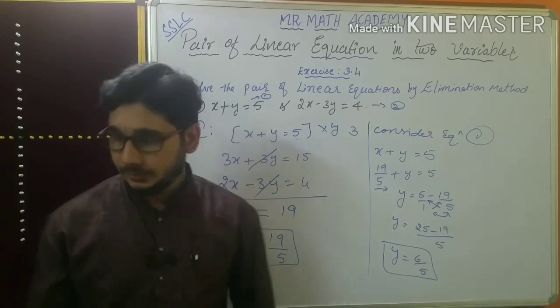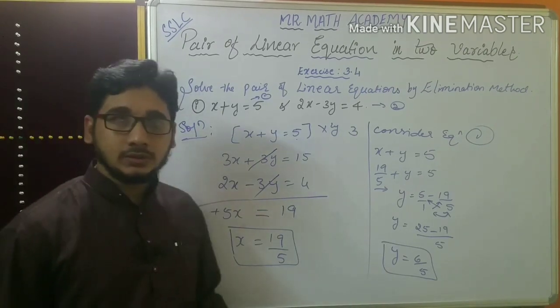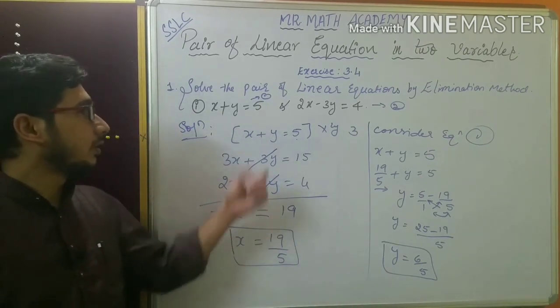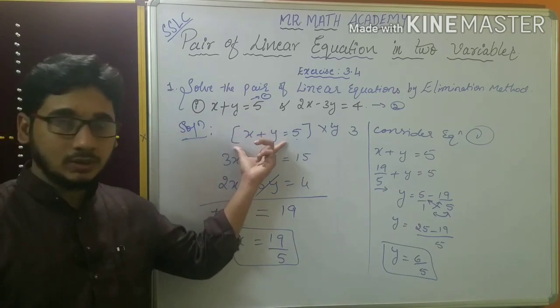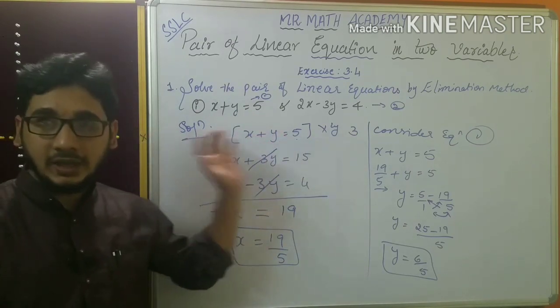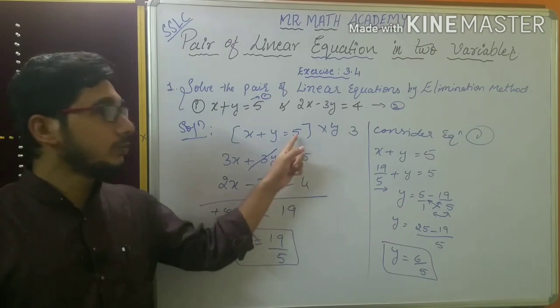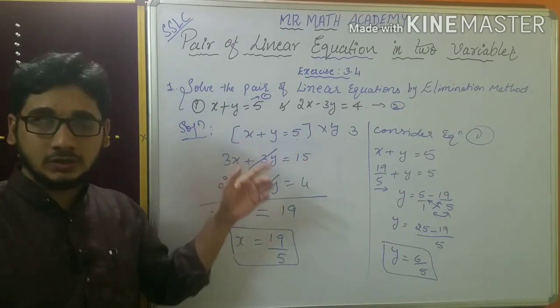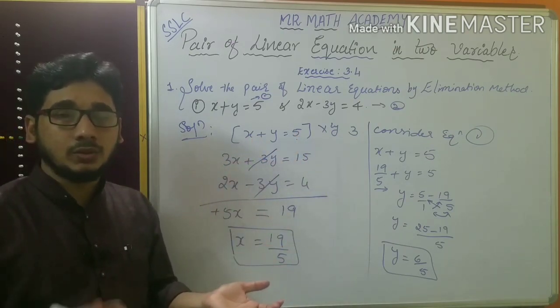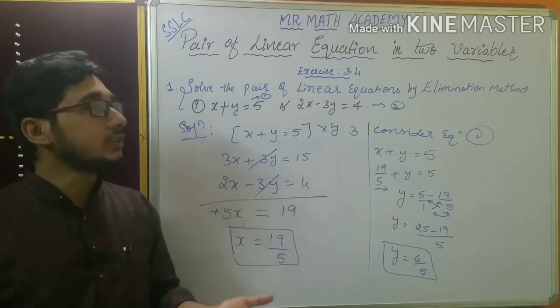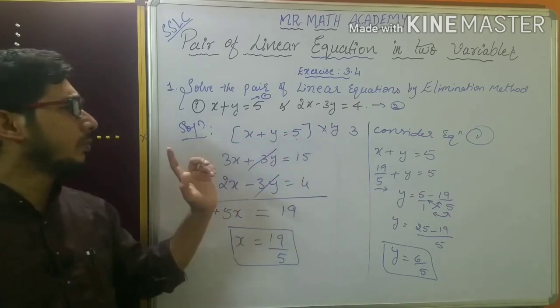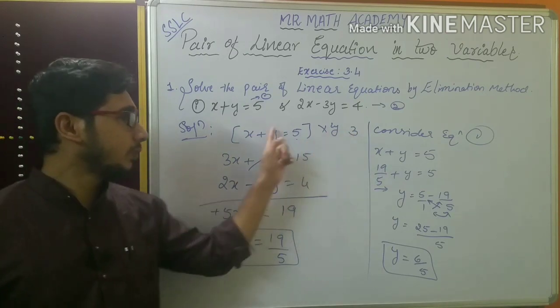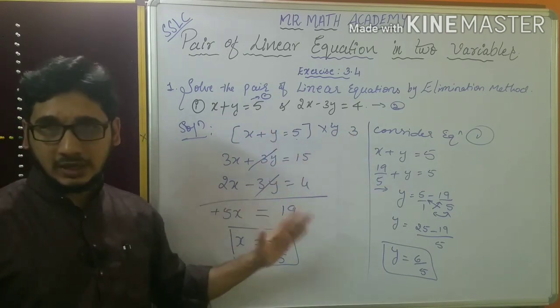Okay students, now I'll repeat quickly. The same equation I took here, I multiplied by 3, the entire equation. It is not that we multiply only the LHS or only the RHS. It is a scale, it is balanced. So whatever we multiply, we have to multiply on both sides. So 3 into x is 3x, 3 into y is 3y, and 5 threes are 15.